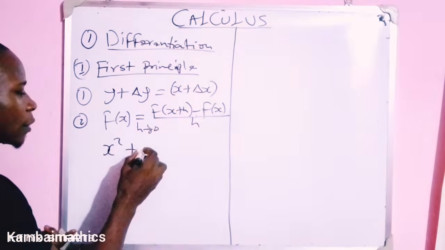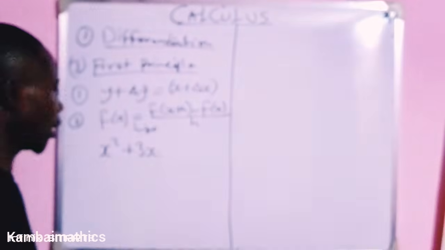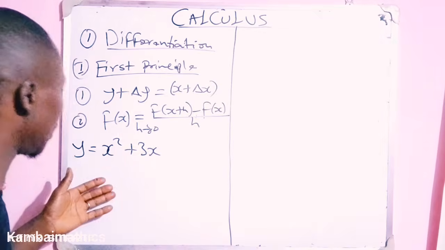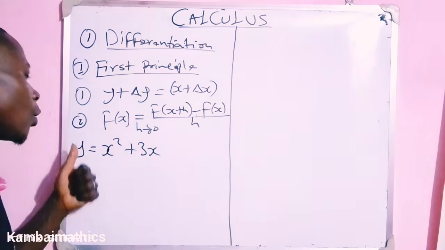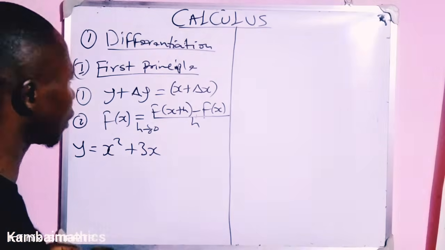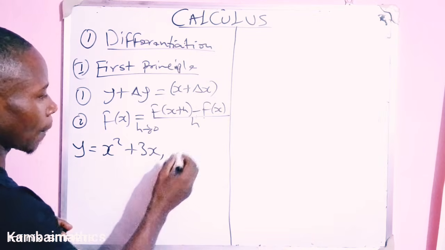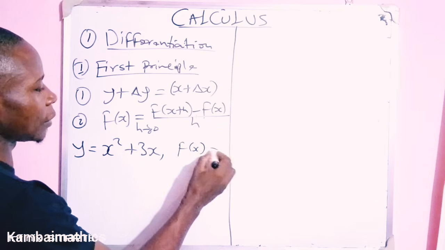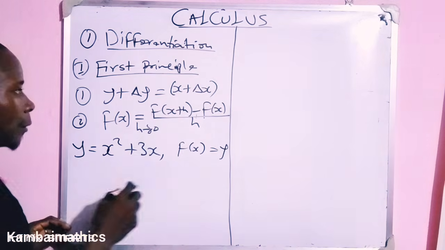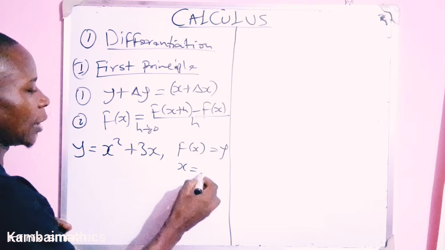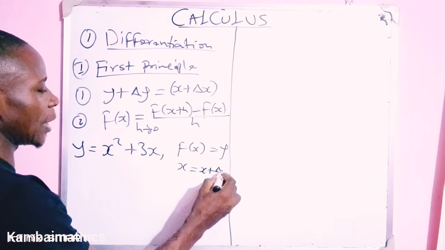x squared plus 3x. Let me start with this one. We are to differentiate y with respect to x. And in this case here, we have y equals to x squared plus 3x. Now, in this case, whenever you see something like this or like this, this implies f of x is the same thing as y. Then x, the increment of x, is same thing as x plus del x.